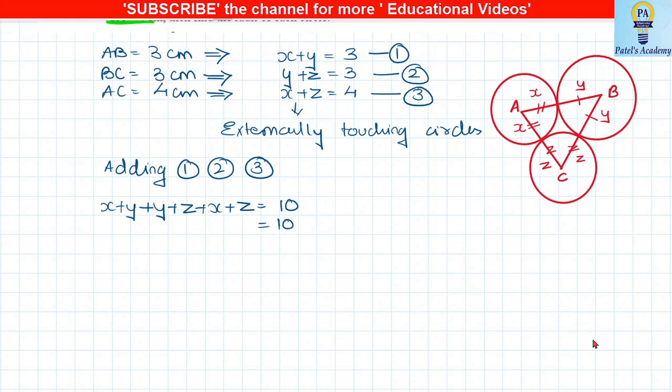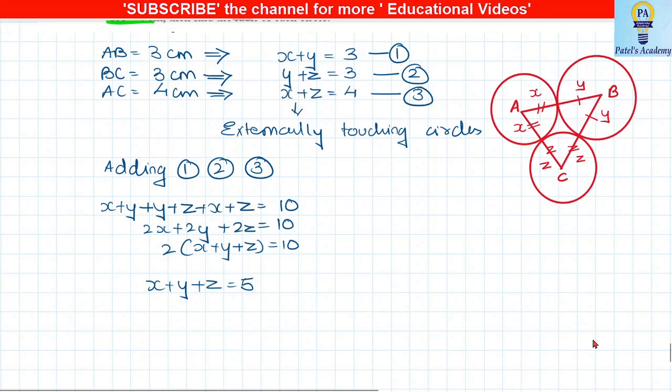What I see over here is everything is double: x plus x, y plus y, z plus z. So it is 2x plus 2y plus 2z. I am taking 2 common, x plus y plus z equals 10. After shifting 2, I get x plus y plus z equals 5. So I get one more equation, having all the 3 variables. Okay, fine, no problem.